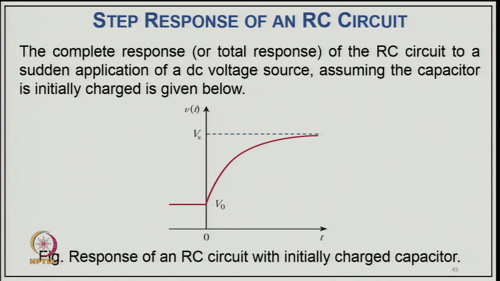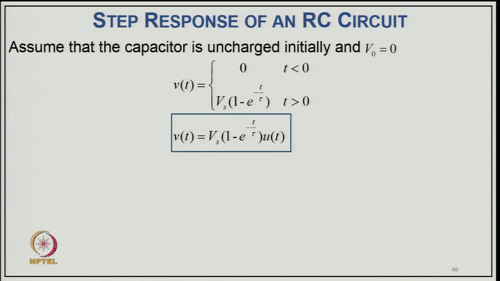This is the complete or total response of the RC circuit to a sudden application of a DC source, assuming the capacitor is initially charged to a given value V0: the capacitor voltage goes from V0 to Vs. Assuming instead that the capacitor is initially uncharged, V0 will be equal to 0 and V(t) will be equal to 0 if t is less than 0, and Vs (1 minus e to the power minus t upon tau) for t greater than 0. Or you can express it as V(t) equal to Vs (1 minus e to the power minus t upon tau) u(t) as a step response function.